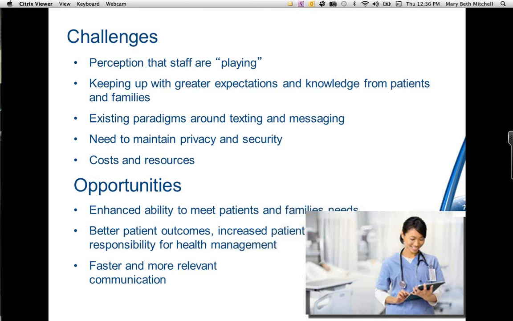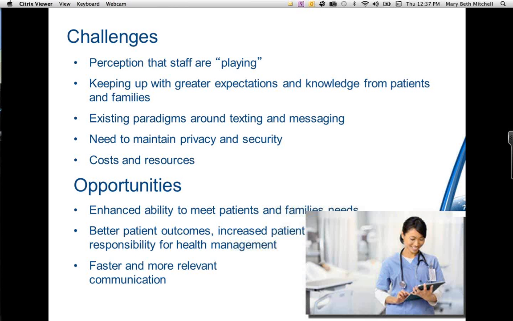We have an enhanced ability to meet our families' and our patients' needs, and we have better outcomes, potentially, increased patient compliance, and more patient engagement. And as you know, with Meaningful Use Stage 2, that's really where we're headed: patient engagement. And these communication tools help us become more engaged with our patients. And then we have faster and more relevant communication.